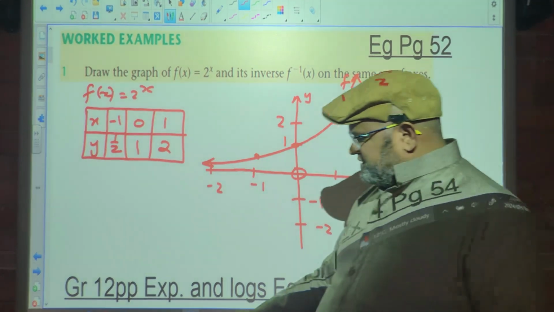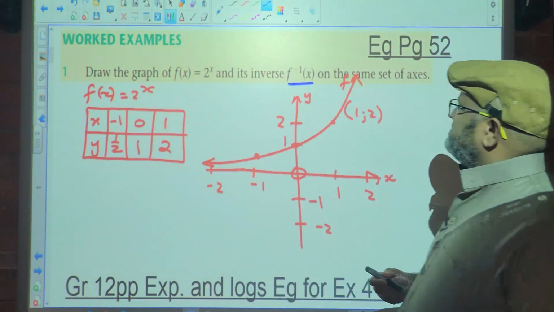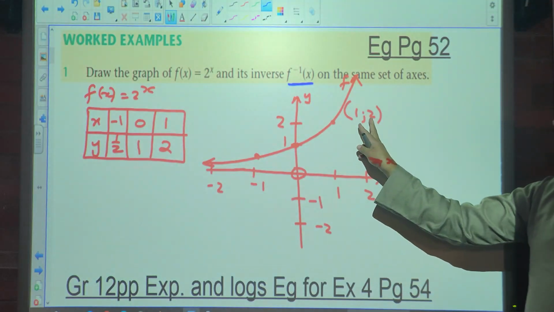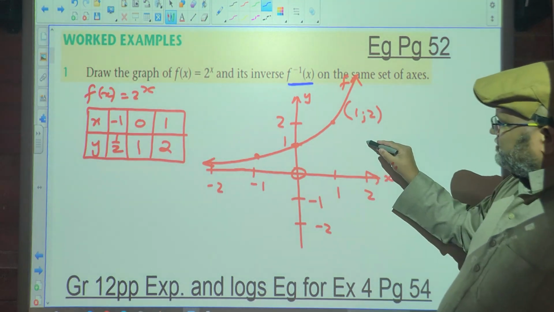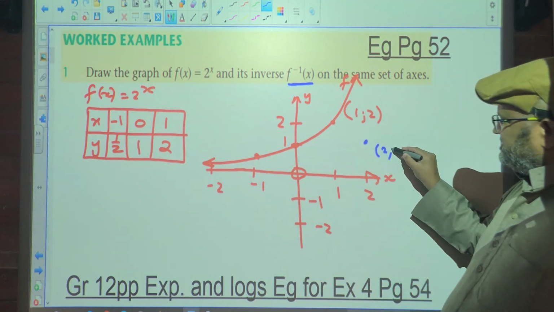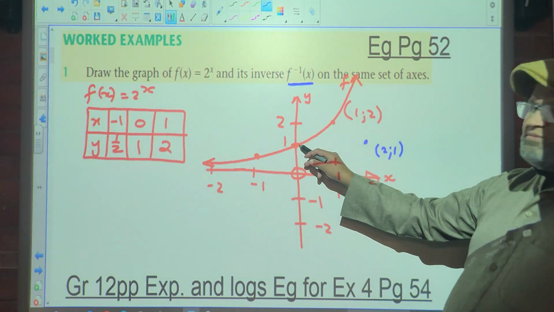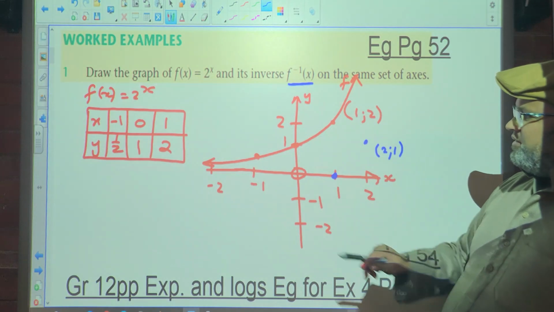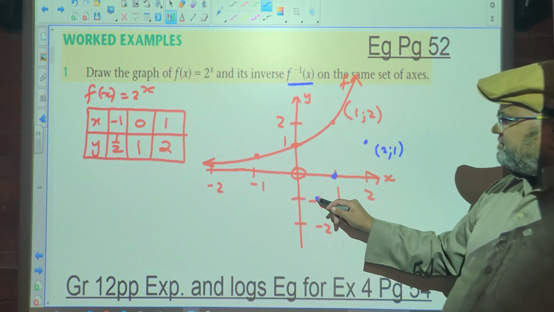Now the question says to sketch f and its inverse f to the minus 1 on the same system of axes. So if I take the inverse, what happens? We interchange x and y. So (1, 2) becomes (2, 1). (0, 1) becomes (1, 0). (-1, a half) becomes (a half, -1).